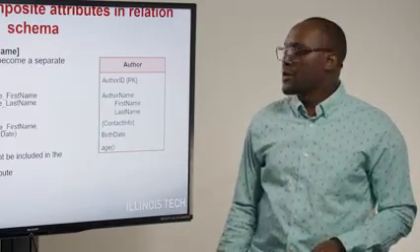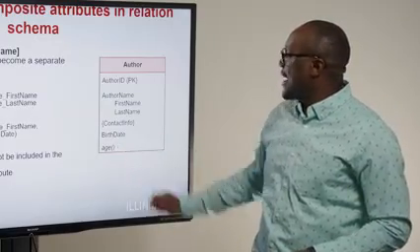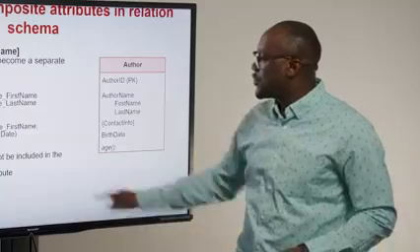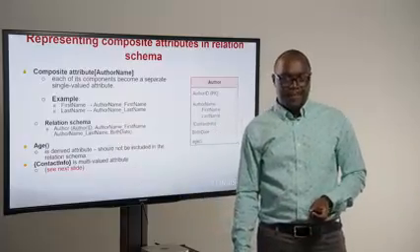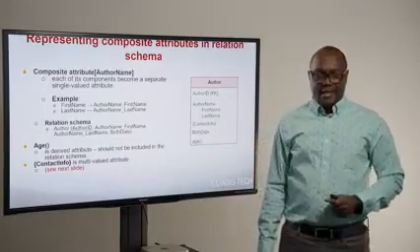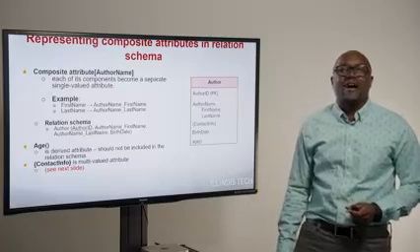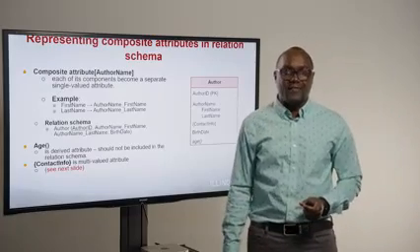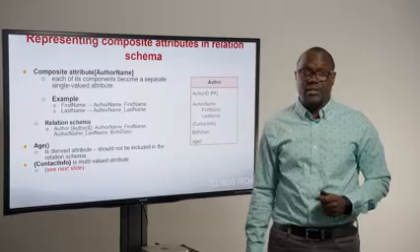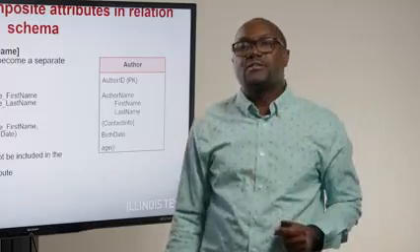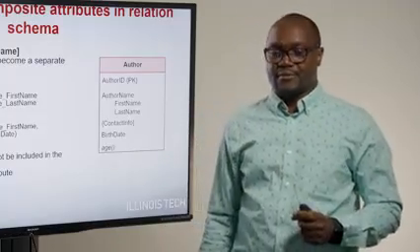The question is, where is age and where is contact information in our relation schema? Let's start with age. Age is a derived attribute, and in practice, derived attributes are never included in relation schema for some reasons related to time variance.